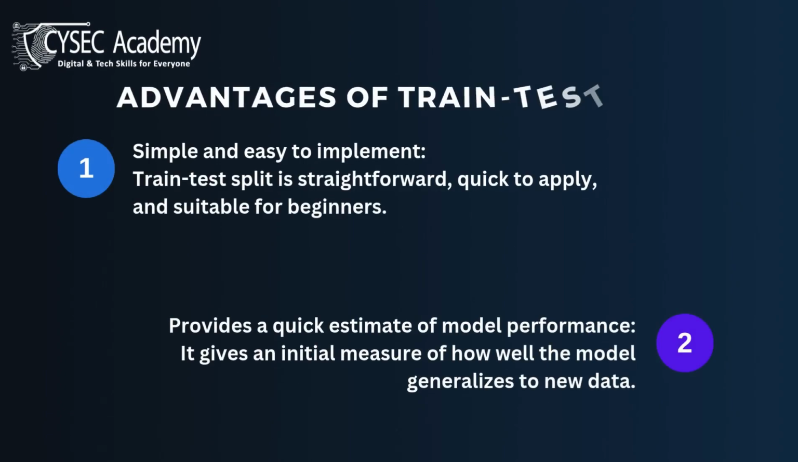Advantages of train-test split. 1. Simple and easy to implement. Train-test split is straightforward, quick to apply, and suitable for beginners. 2. Provides a quick estimate of model performance. It gives an initial measure of how well the model generalizes to new data.